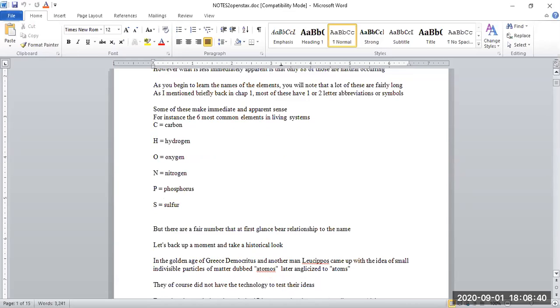For these 6, you will also notice that they match. The letter that is the symbol actually makes sense when it corresponds with the full name. That's not always true. So we're going to back up a little bit, about 2,500, 3,000 years, and spend a couple of minutes talking about some of the background that sort of led to modern day chemistry.